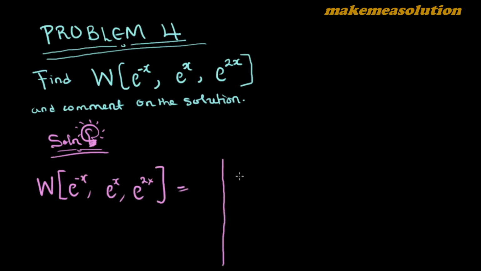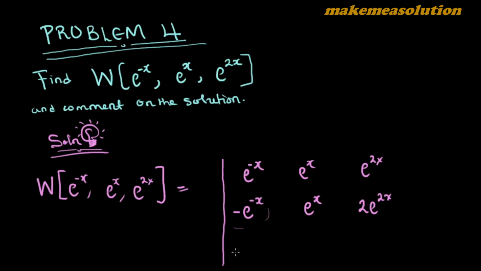So the first row is exponential minus x, exponential x, then we have e to the 2x. The second row is the derivative of this particular first row. So we have minus exponential minus x, exponential x here, and we have 2 exponential 2x. Then the third row is the derivative of the second row, or in other words, the second derivative of the first row.